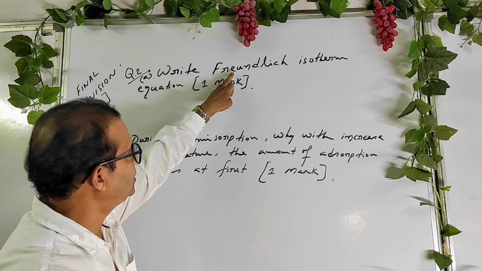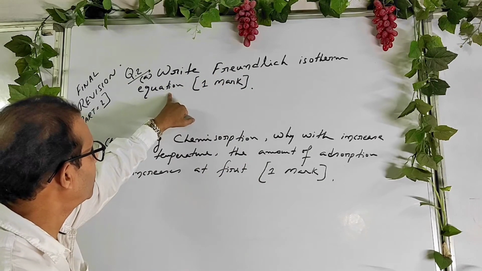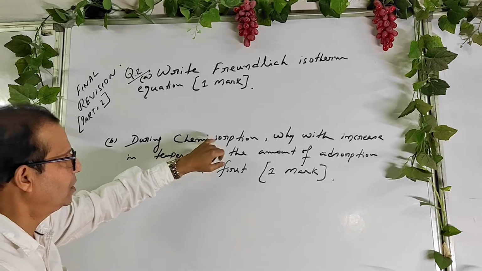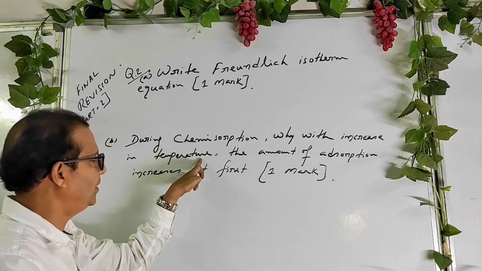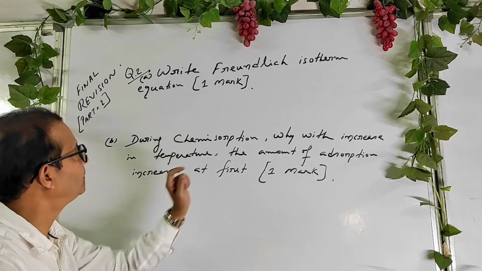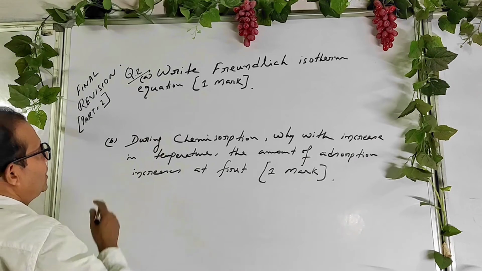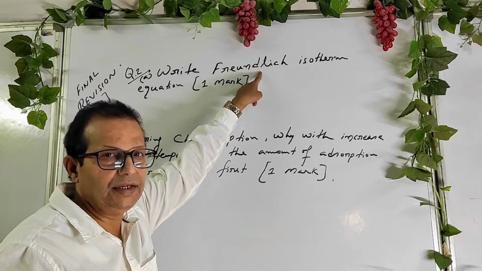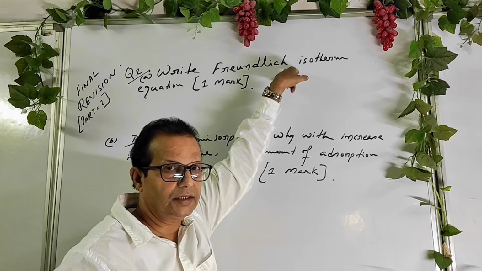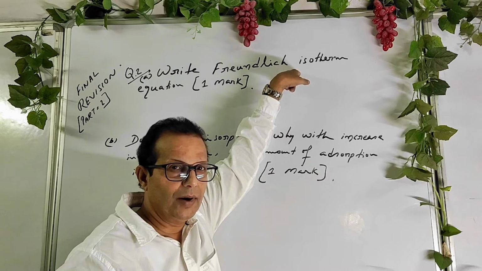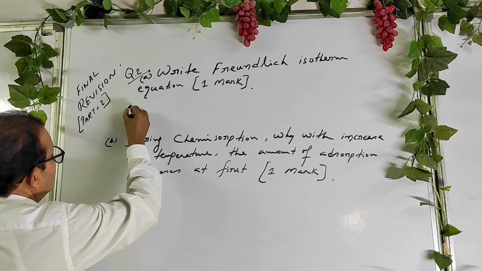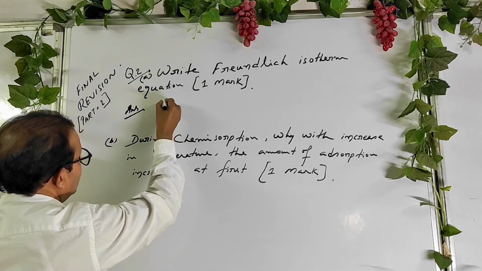Write the Freundlich adsorption equation. Second question, during chemisorption, why with increase in temperature does the amount of adsorption increase at first? So listen to the first question. Actually, the Freundlich isotherm equation is related to the amount of adsorption and pressure. The answer is, this is the extent of adsorption.